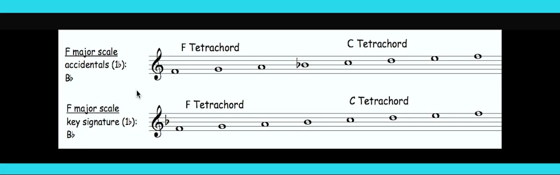Let's start with F major. It has a B flat, and so we just put it on the staff here. If we want to write it using its own key signature, we'd have to put the B flat in the key signature. B flat is the first flat in the order of flats. If there's one flat in the key signature, it'll always be B.